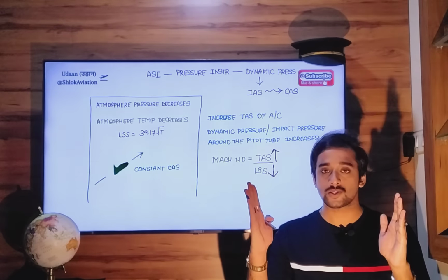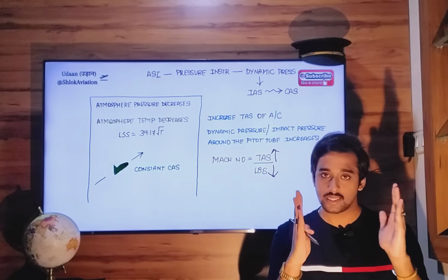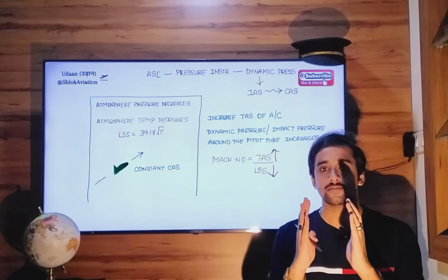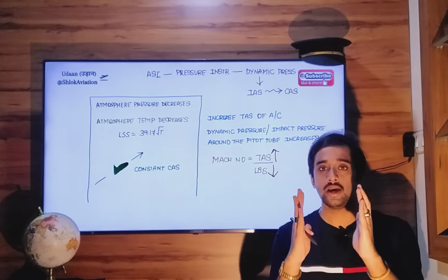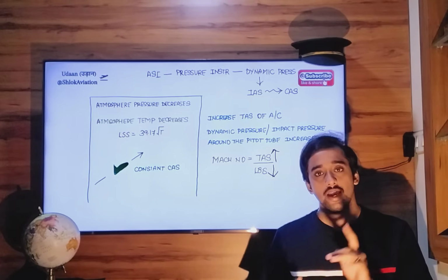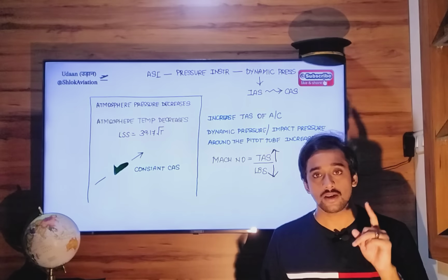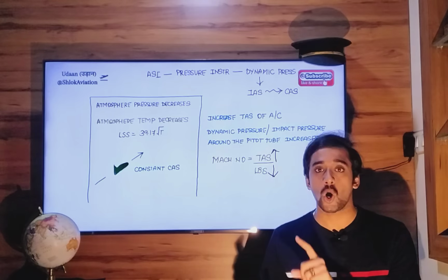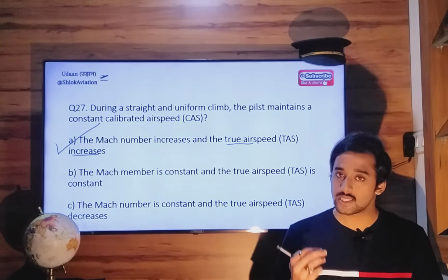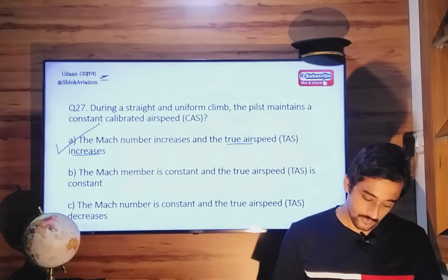So if the local speed of sound is decreasing, true airspeed is increasing. So the margin or the spacing between them decreases, and slowly true airspeed and local speed of sound at some point of time will become equal to each other. And when they become equal to each other, we say we have achieved Mach 1. Okay, so the correct answer is Mach number increases, TAS also increases.